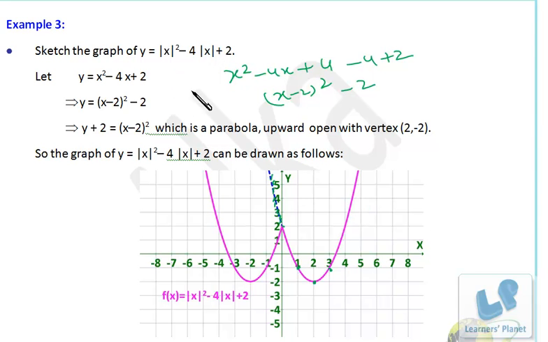Okay, so it's very simple. When x is converted to modulus of x, what you have to do? Precisely, you have to retain the part that is on the right hand side of y-axis. You have to eliminate the part that is on the left hand side of y-axis. Now whatever part is left on the right hand side of y-axis, you have to take the mirror image of that, right? So you'll be able to get the graph of when x is converted to modulus of x, right?